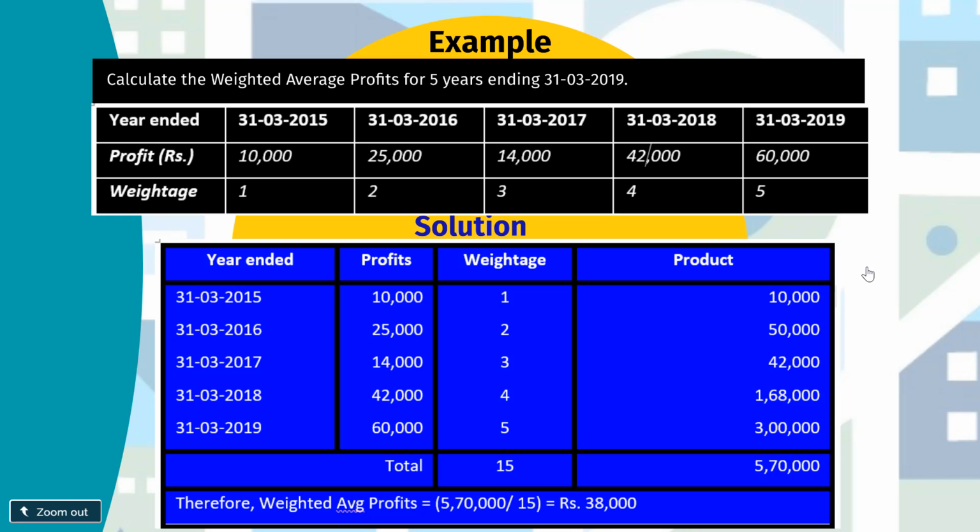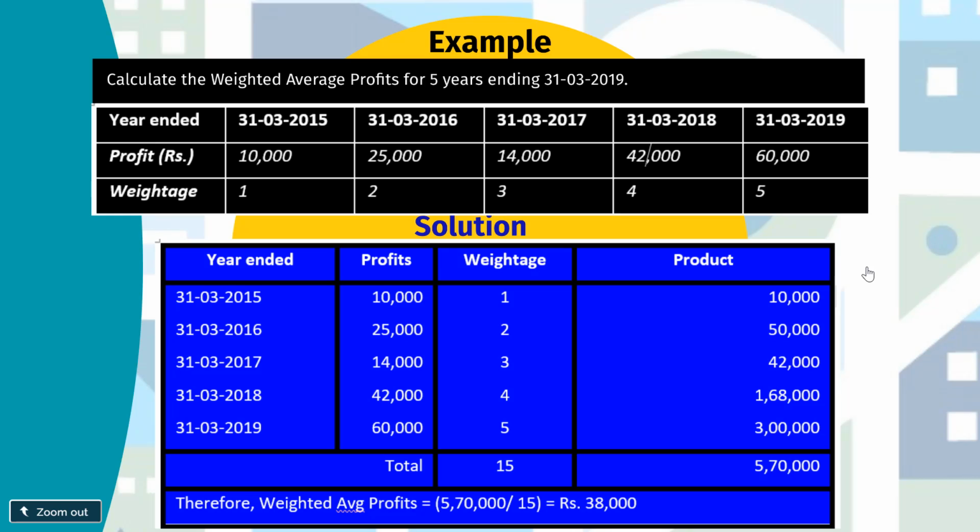So to go to the solution, we'll have 4 columns in our table. The first column, we will specify the year. The second column, the profits for those years. The third column, the weightage. And to get the fourth column, the product column, we will multiply the second column into the third column.